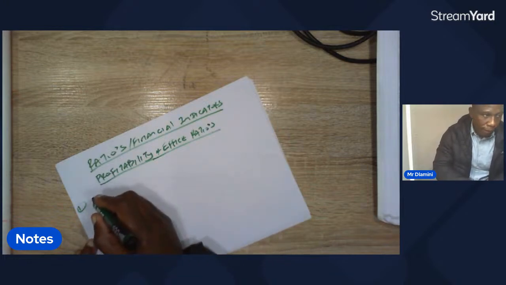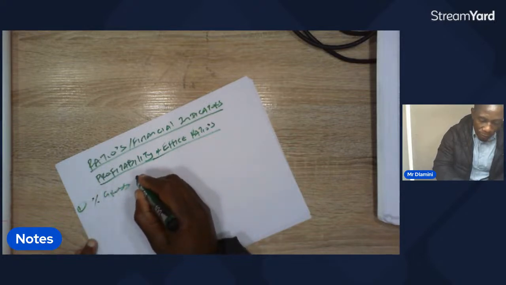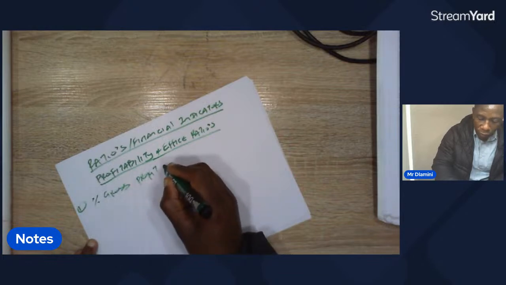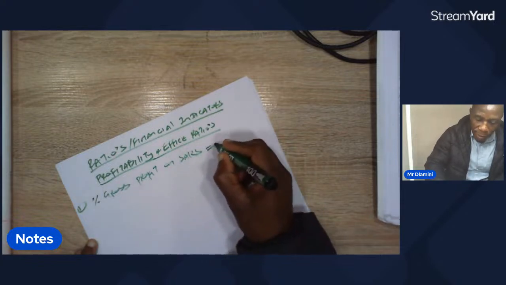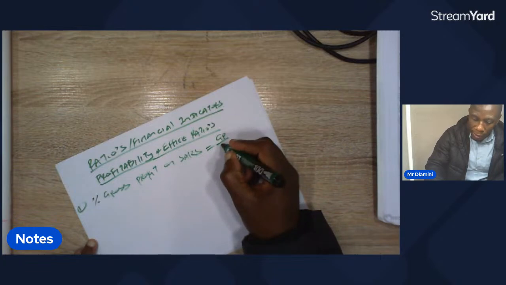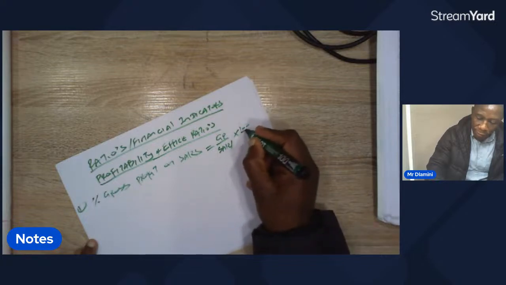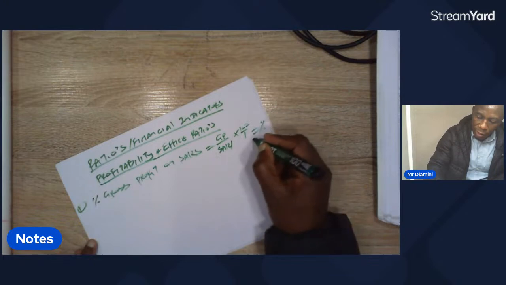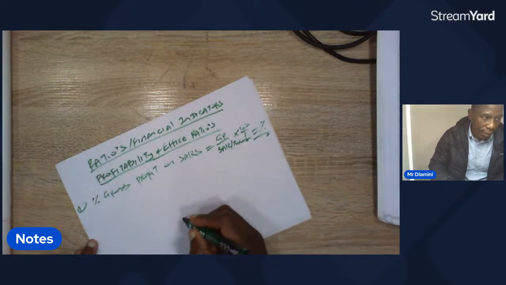So the first one is percentage gross profit on sales. The formula here is very simple. It's gross profit divided by sales. Remember, another term for the sales, we call it turnover, times by 100 over 1. So the answer is equal to a percentage. Turnover, right? Another name for the sales.